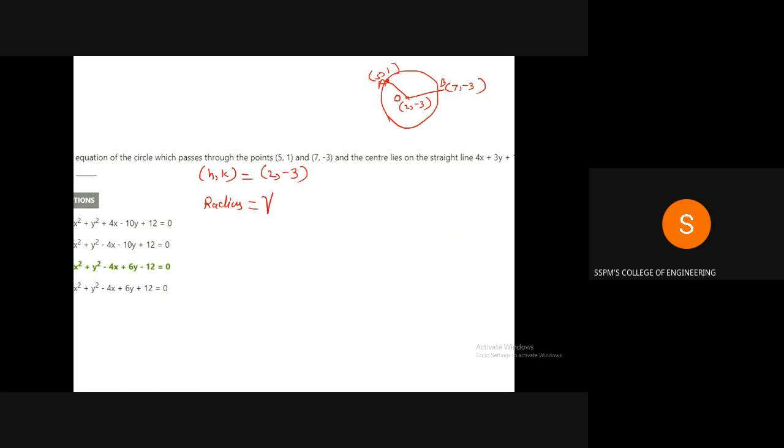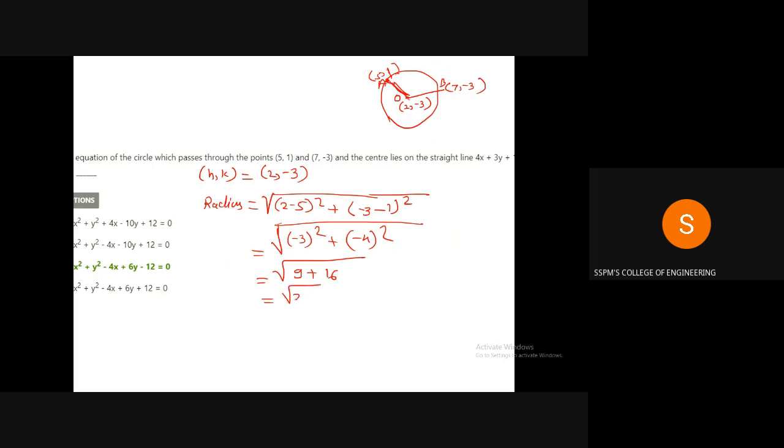Okay. So we will use any one of the points. We will use AO to find the radius. So 2 minus 5 square plus minus 3 minus 1 square is equal to, what is 2 minus 5? 2 minus 5 is minus 3 square plus minus 3 minus 1 is minus 4 square, which is equal to 9 plus 16, that is equal to root 25, is equal to 5. The radius is equal to 5.